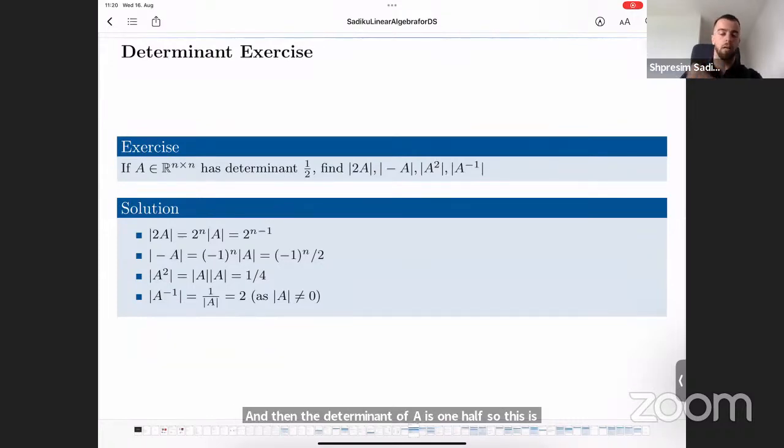The determinant of negative A is simply taking minus 1 to the power n times the determinant of A. The determinant of the squared matrix A is simply the product of the determinants of A. This is 1/4. And the determinant of the inverse is 1 over the determinant of A, and this is simply 2.